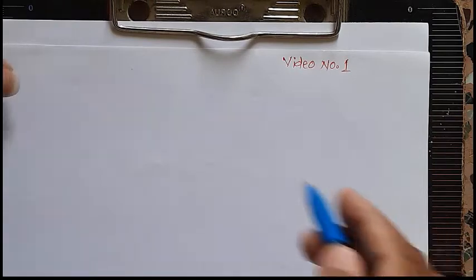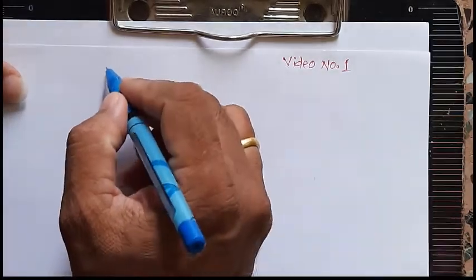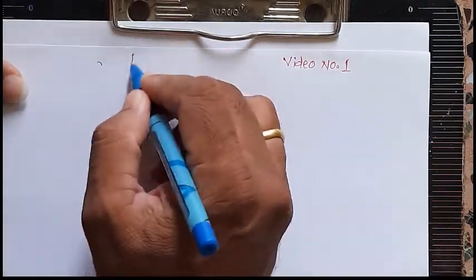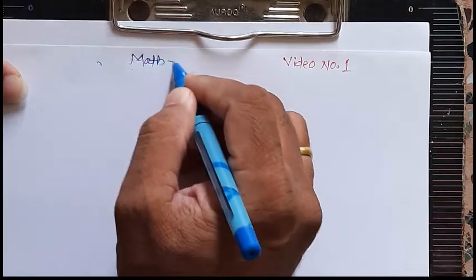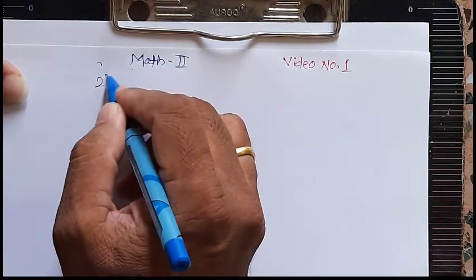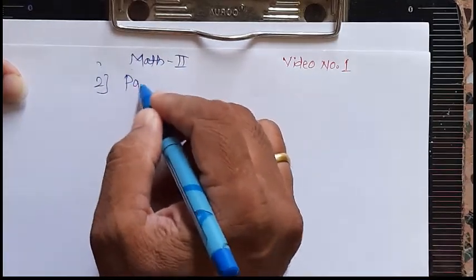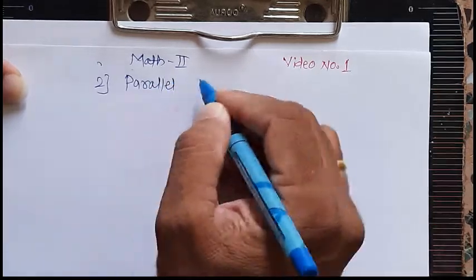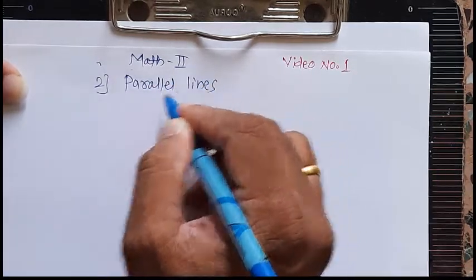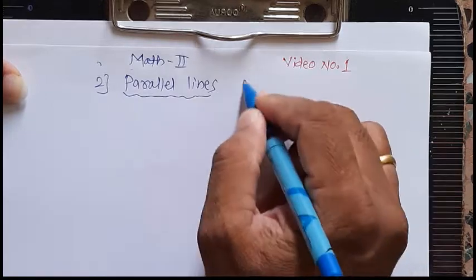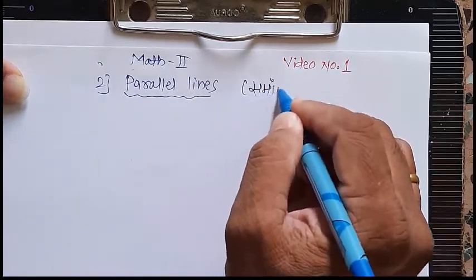Hello students, in 9th standard math paper second we have to start the second chapter today. The name of the second chapter is parallel lines, Samantar Resha.